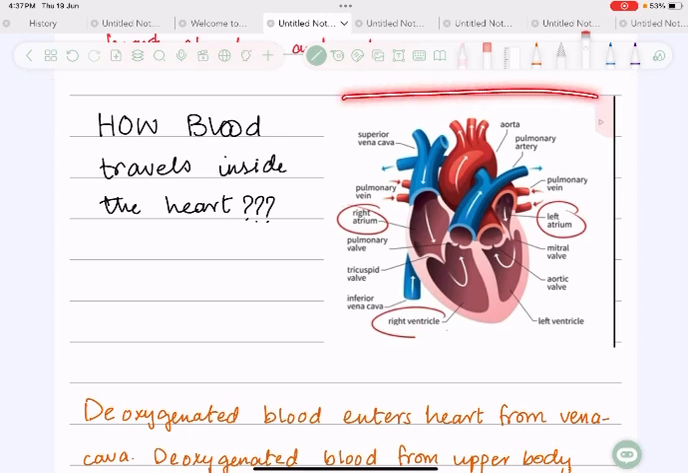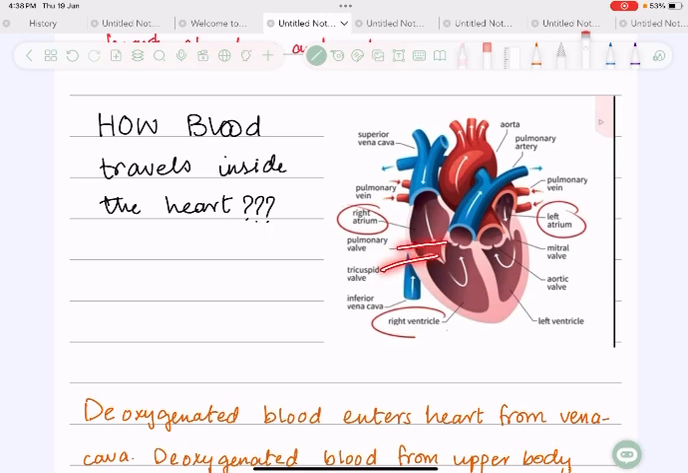How does blood travel inside the heart? First of all, you can see on the screen the structure of the heart. This is the aorta, this is the pulmonary artery, this is the pulmonary vein, this is the left atrium, this is the mitral valve, this is the aortic valve, this is the left ventricle, this is the right ventricle, this is the inferior vena cava, this is the tricuspid valve, pulmonary valve, right atrium, pulmonary veins. Then we have the superior vena cava. We are going to study all these structures.